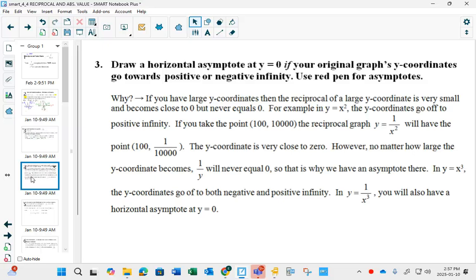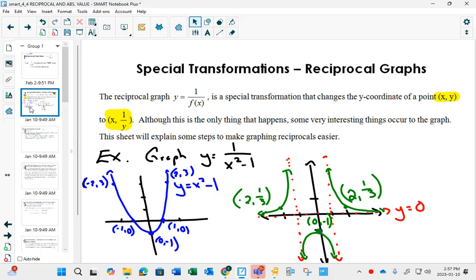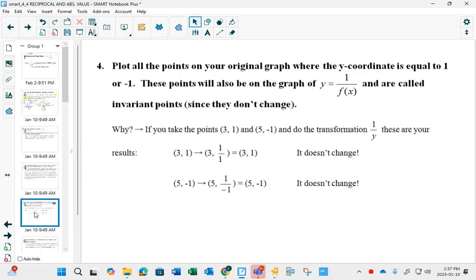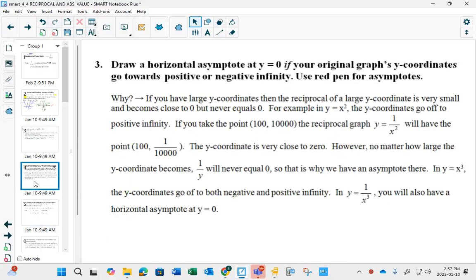Okay? You are going to have vertical asymptotes. These never have holes. You are going to have vertical asymptotes at every x-intercept, because it won't cancel out. It will be a non-permissible value. And so if your original graph has an x-intercept, that would cause you to have 1 over 0, not allowed, non-permissible value. Those become vertical asymptotes. You will have a horizontal asymptote if your original graph's y-coordinates go towards positive or negative infinity.